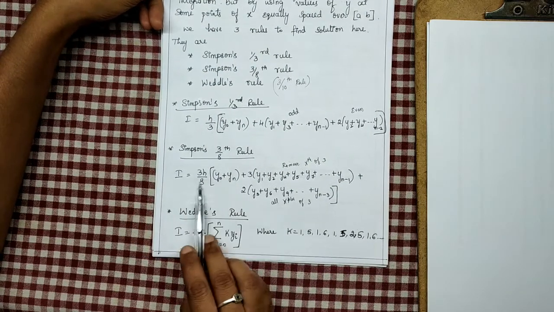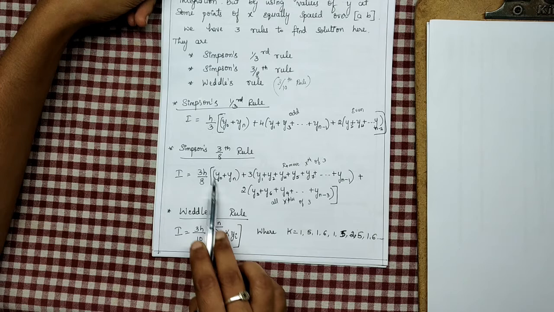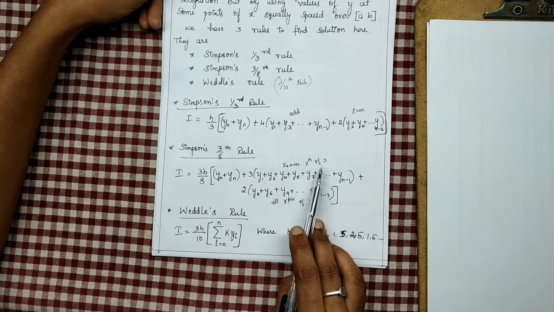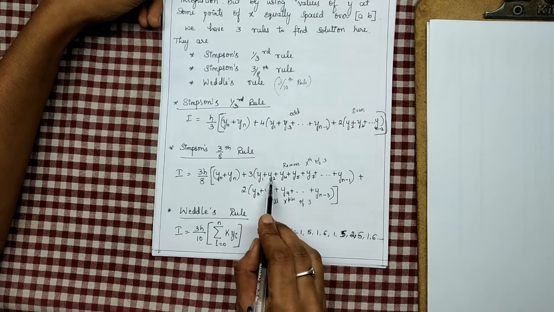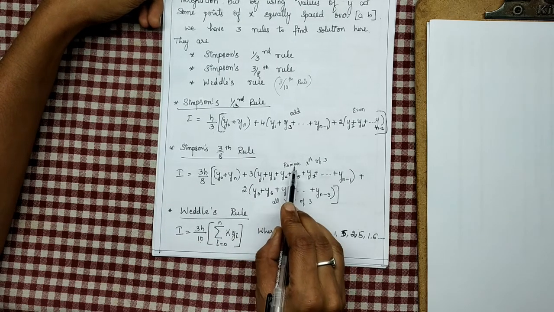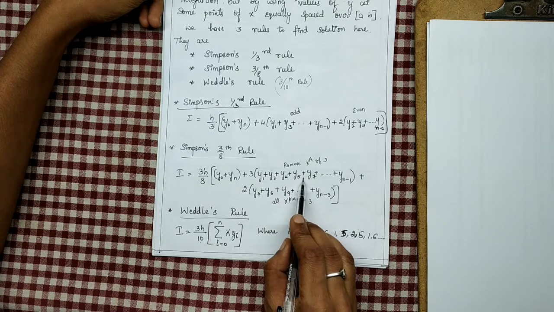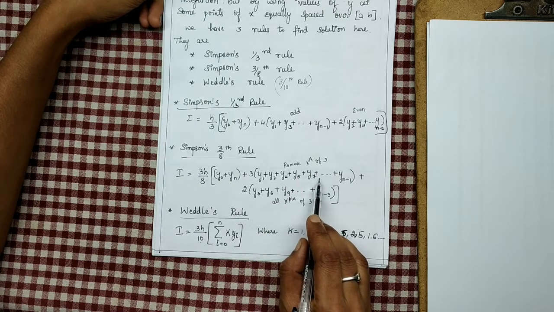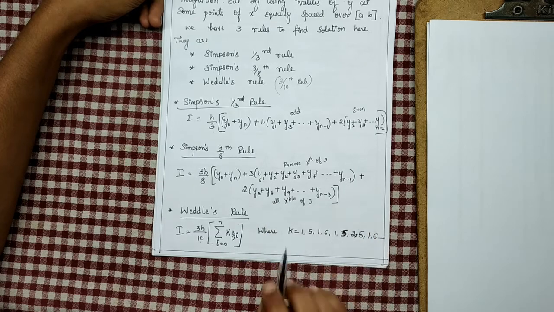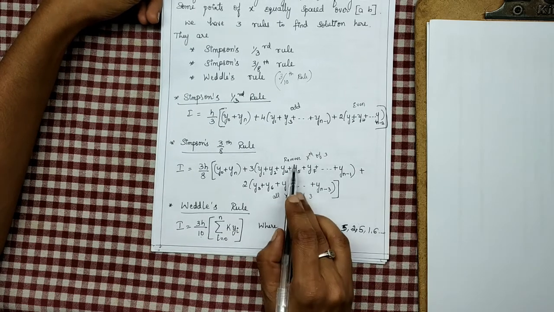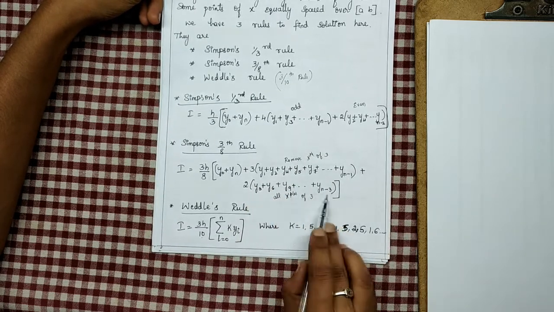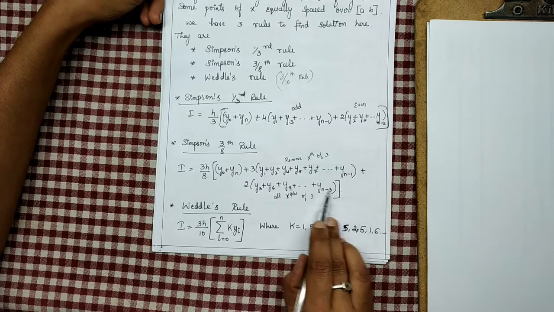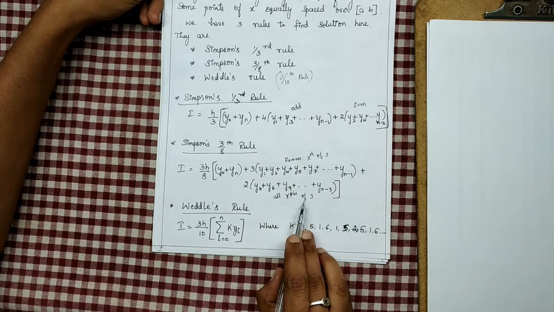Simpson's 3/8 rule is 3h by 8. I told you about this, and this also I told you. Here plus 3 into, remove all the multiples of 3. See, y3 is not there here. y3 we removed. y6 is removed, because 6 is a multiple of 3, right? Similarly, next, y9 will not be there. See, the terms will be like this here. Plus 2 into all the terms which you have removed, you have to write here. That is 2 into y3 plus y6 plus y9, all the multiples of 3 you have to write.